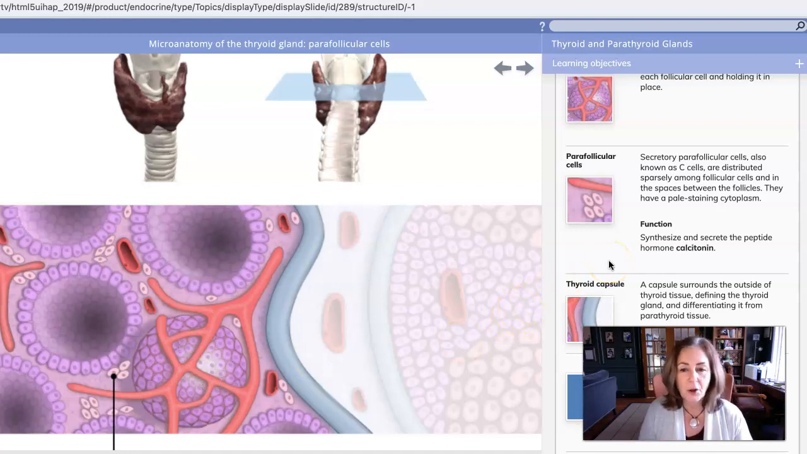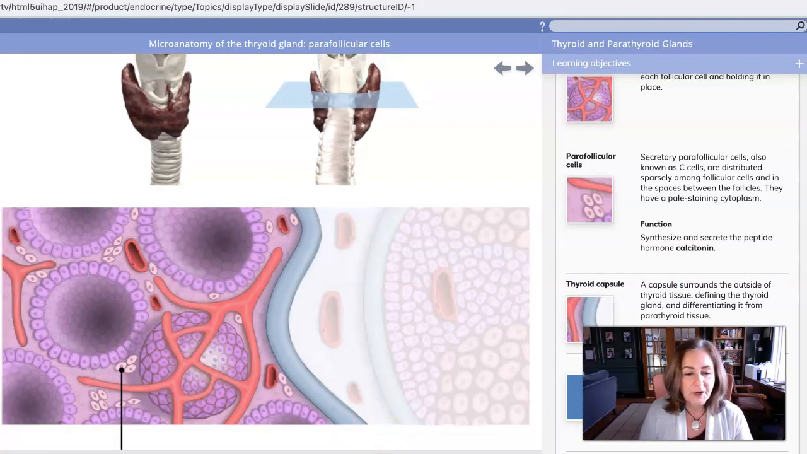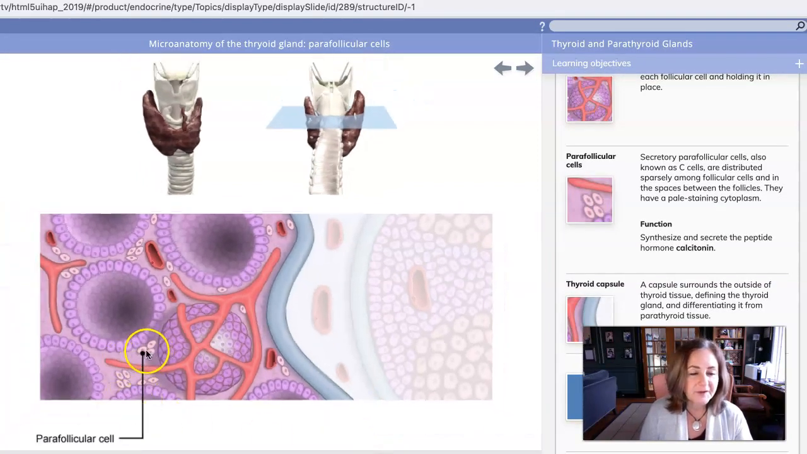But there are also these cells that are in between the follicles, and those are called parafollicular cells. The parafollicular cells do something entirely different from the follicles. At the time of development, when the thyroid forms, the follicles and the parafollicular cells come from two different locations, and subsequently they do two different things.